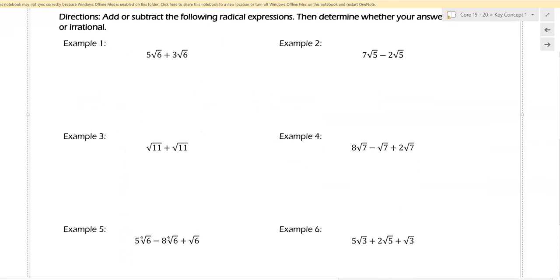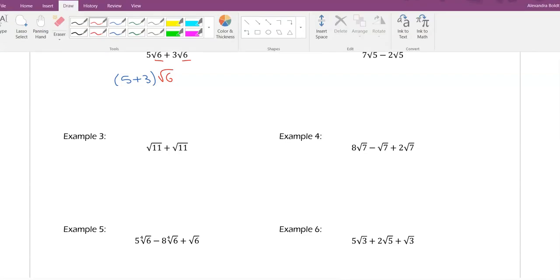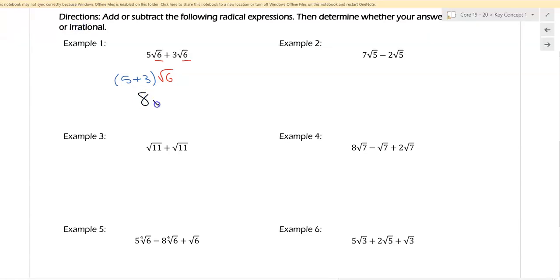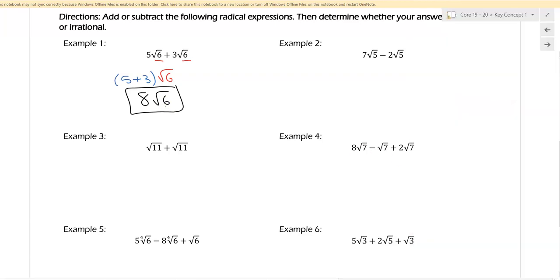So we add or subtract the following radical expressions, then determine whether your answer is rational or irrational. With these, it's very similar to combining like terms. If they have the same square root, you can combine them. Okay? So this is a square root 6 and a square root 6. So all we're doing is taking 5 plus 3 square root 6, right? Which is 8 square root 6. Then this has a square root. I cannot simplify the square root of 6, right? It does not give me an integer. So this is irrational.